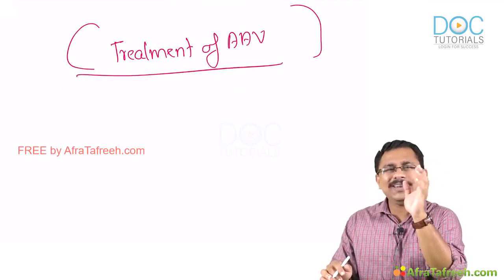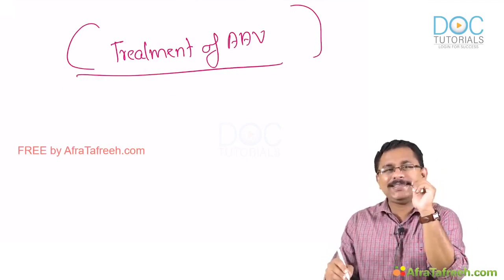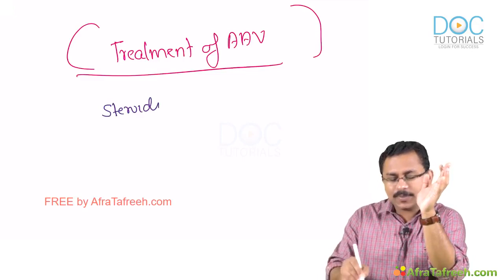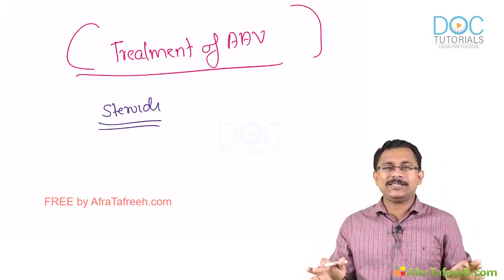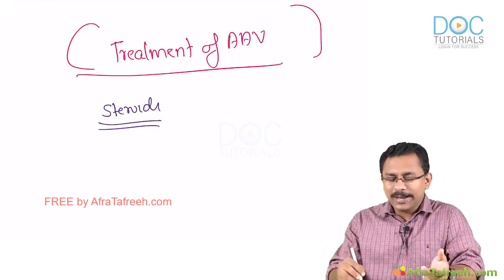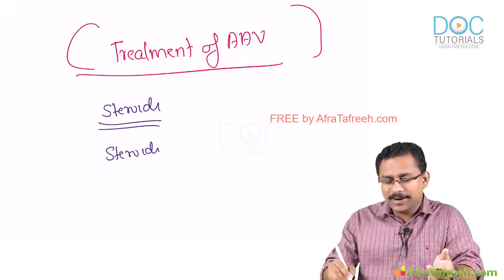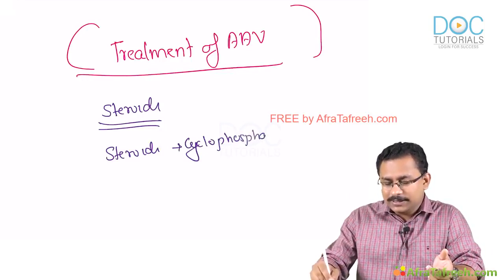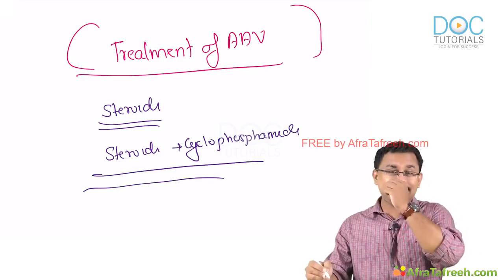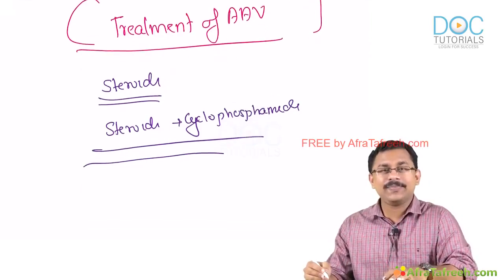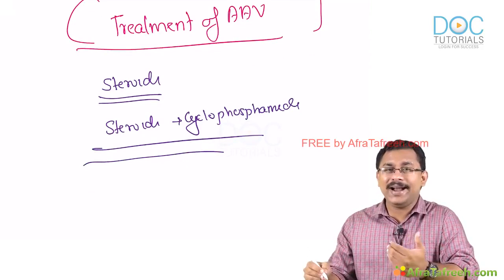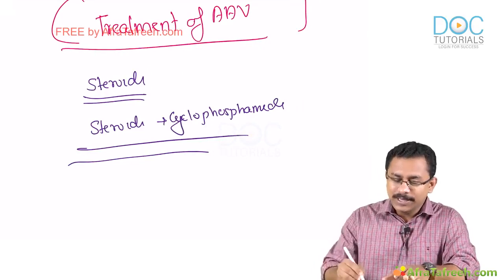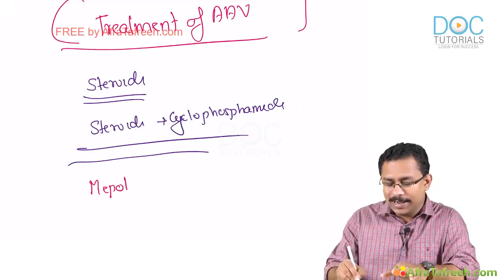The basic point that you have got to know in ANCA associated vasculitis is that most often you will treat with steroids. Okay, so you will start treatment with steroids, but if the disease is severe, you will have to add cyclophosphamide, steroids plus cyclophosphamide, and sometimes you will have to add other agents like rituximab, or sometimes you might have to add steroid sparing agents. And also one drug that you should know is mepolizumab.